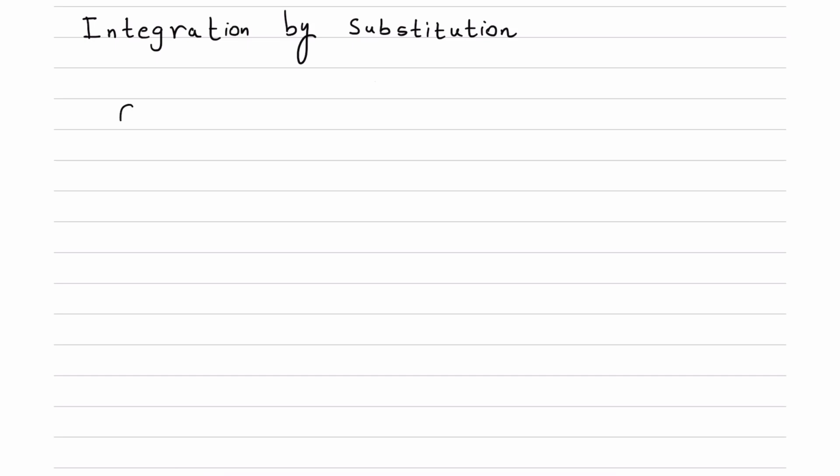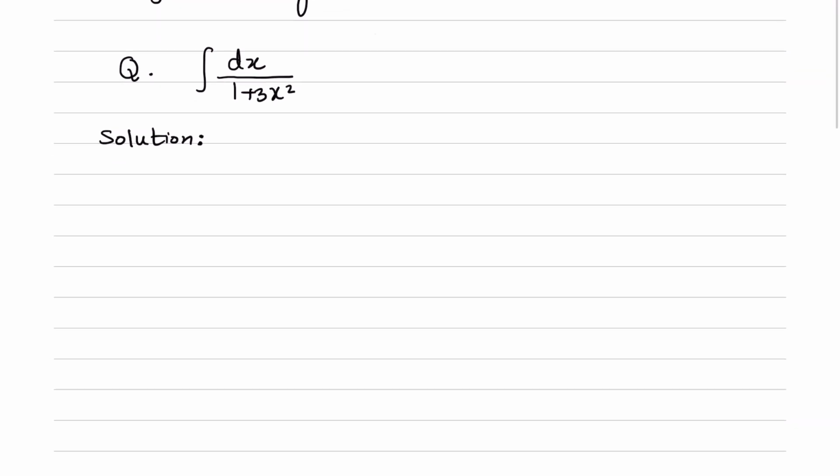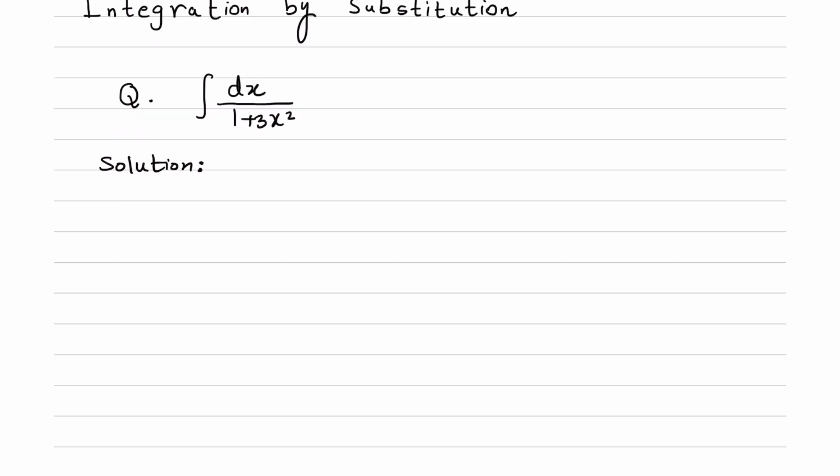Let's solve this question of integration by substitution. We have the integral dx over 1 plus 3x square. There isn't any known formula that we can use directly to find the solution of this integral. So we are going to make a substitution, but before that we know the integral of 1 over 1 plus x square dx is equal to tan inverse x.